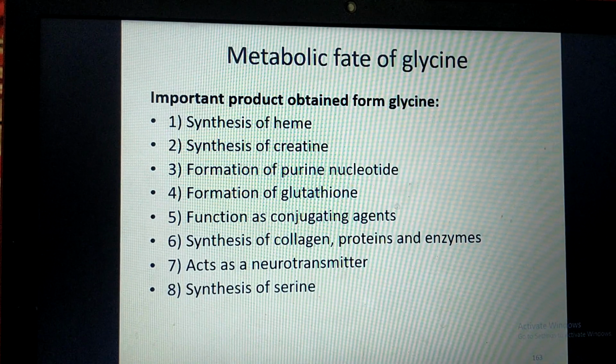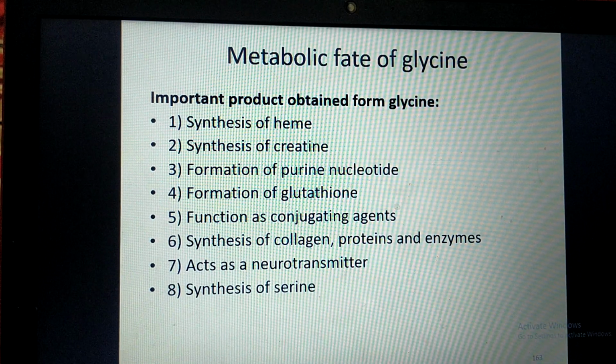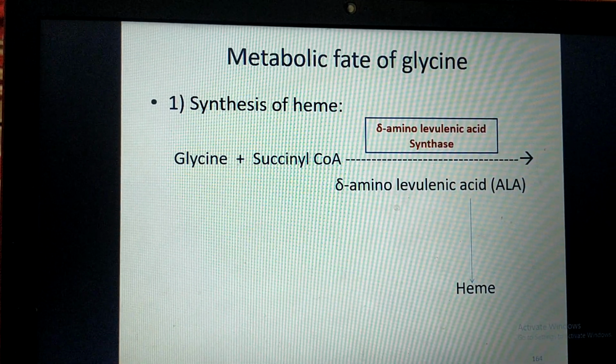Now we will come to the important products obtained from glycine. So this is the list of 8 important products obtained from glycine. We will study one by one. First is synthesis of heme.